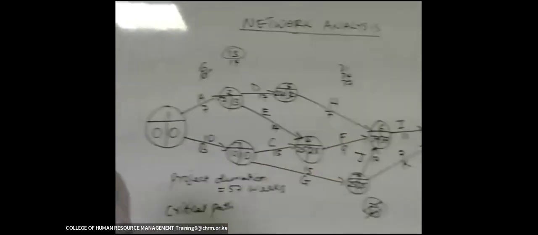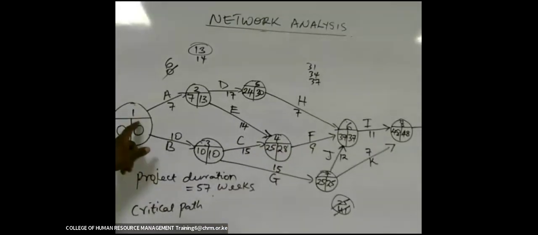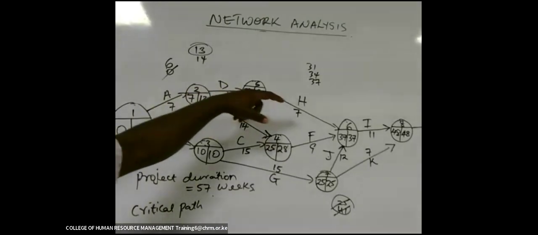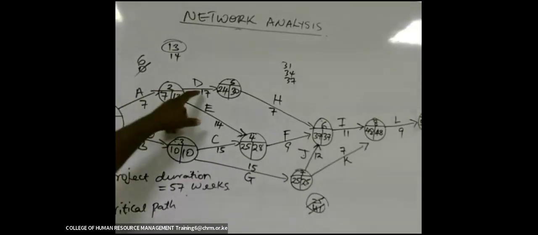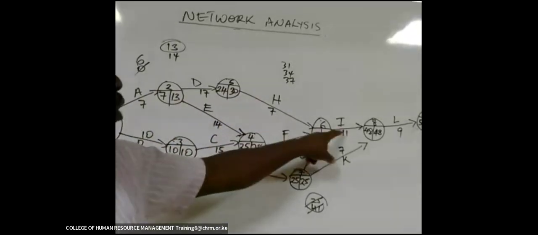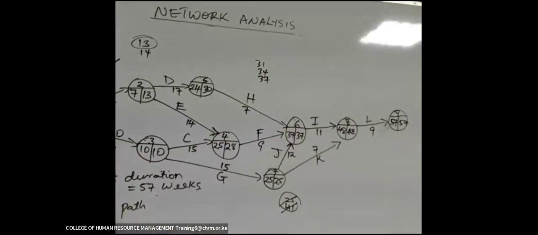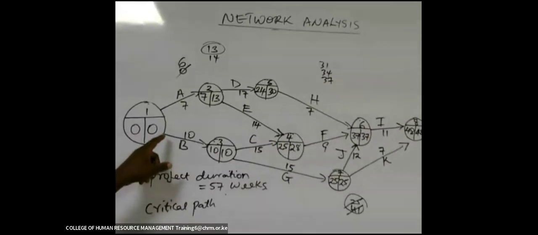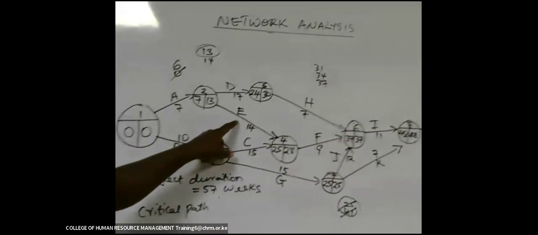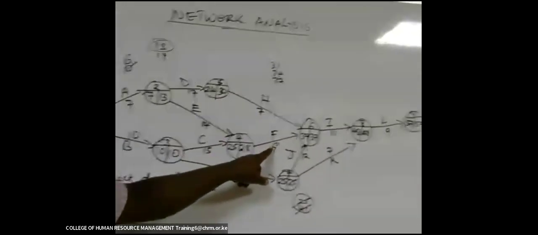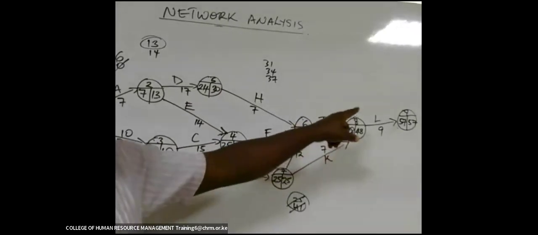Here we have got many paths. To move from the start to the end, we can take that upper path. We go to A, we go to D, we go to H, we go to I, and then we finish with N. We can come here and start with A, then we go to E, then F, F to I.